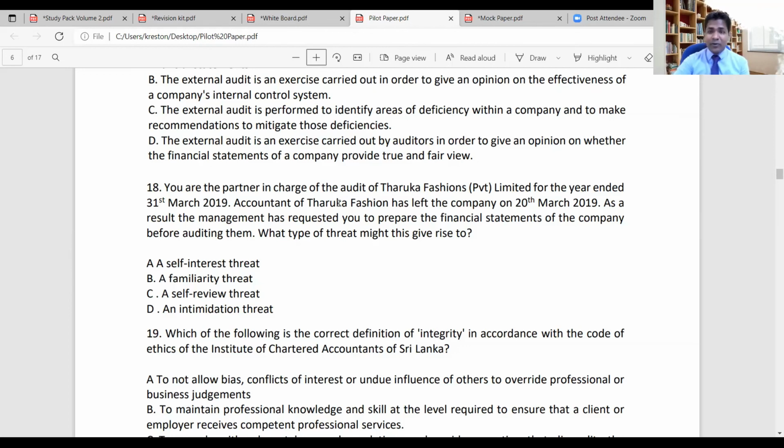Ideally, how many times do you have to read? 3 times, but I'm not going to read 3 times, because now in practice, you know, I'll read one more time. You are the partner in charge of the audit of Taruka Fashion Private Limited for the year ended 31st March 2019. Remember, the nature of the business and the financial year is very crucial information in auditing papers. Always when a year end is given, please highlight and keep it. The accountant of Taruka Fashion has left the company on 20th March. So we are carrying out the audit till 31st March 2019.